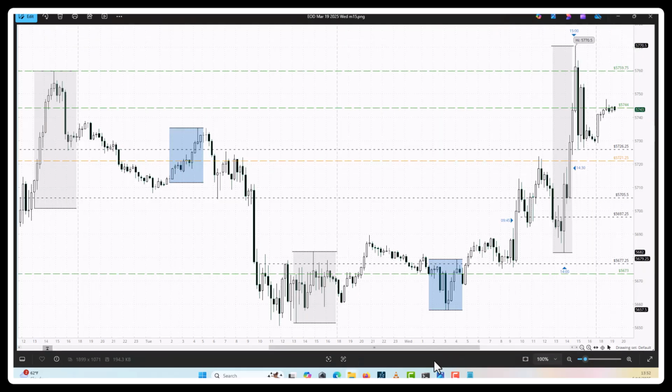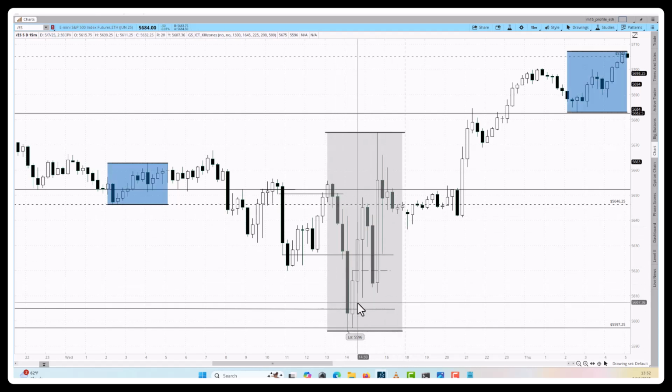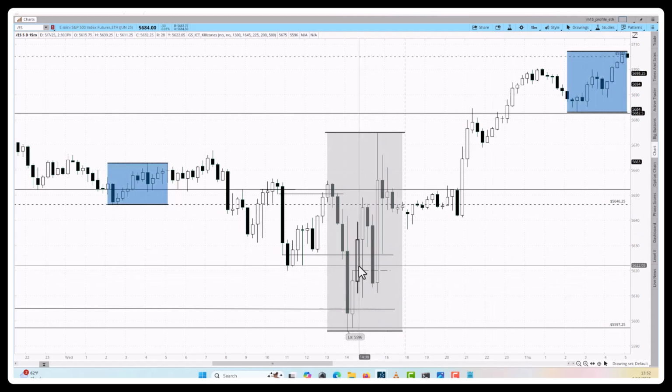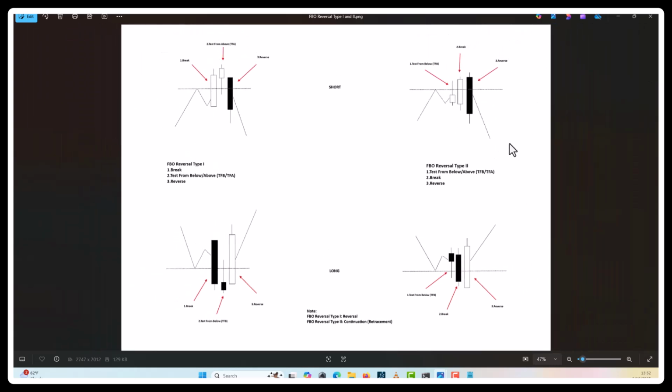So basically, we see the pattern right here. This is our first leg up, and then this is the retracement. That's the whole idea. And in the retracement, you're going to see the type 2, where you see that it breaks the level, right? It touches from above, and then it breaks and reverses, which is right here, type 2. For a long setup, type 2 right here.